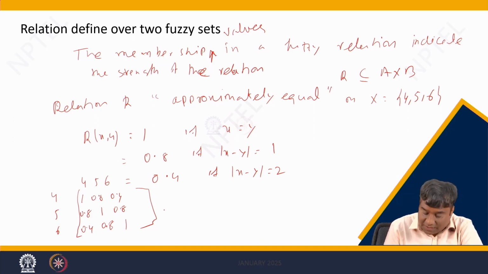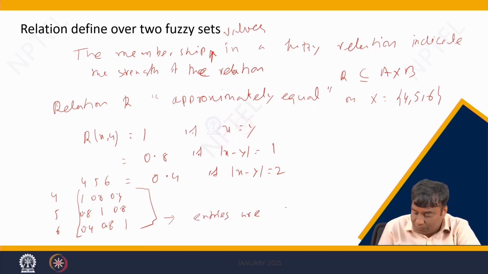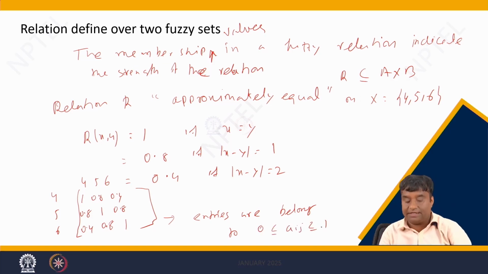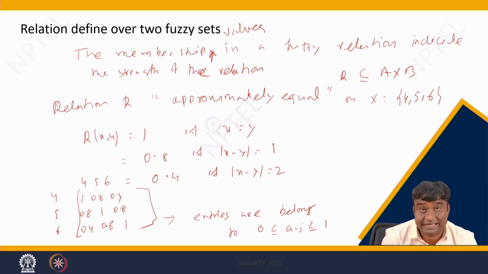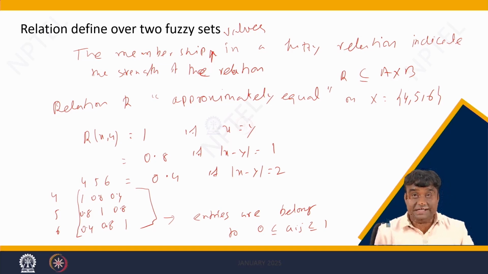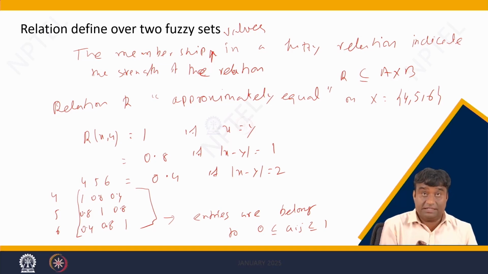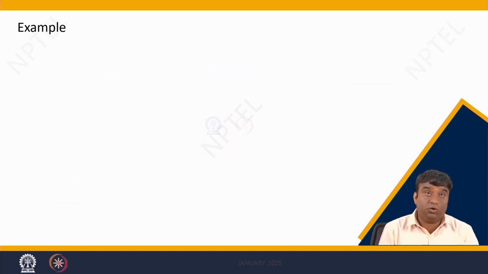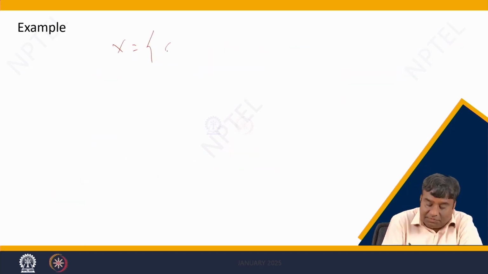So try to understand here the entries belong to the interval 0 to 1. Every value lies there, whereas in a crisp relation the elements are only 0 or 1. This is the difference between a fuzzy relation and a crisp relation.